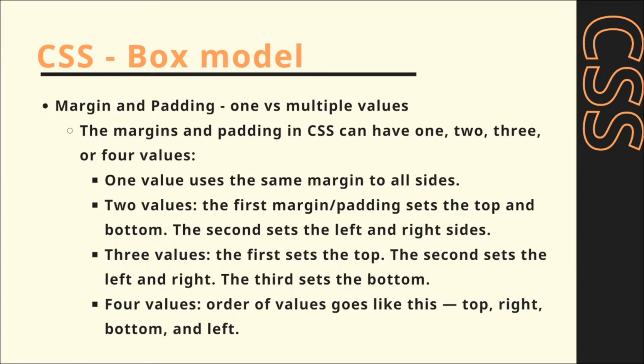Moving into detail about the margin and padding, let's check this out. One versus multiple values. The margin and padding in CSS can have one, two, three or four values. One value uses the same margin on all the sides. Two values: the first sets the top and bottom, the second sets the left and right side.